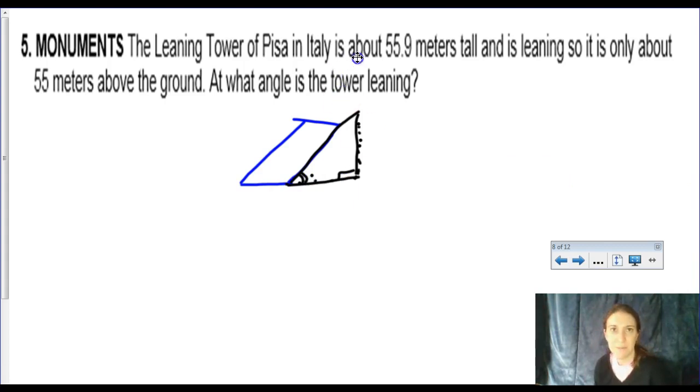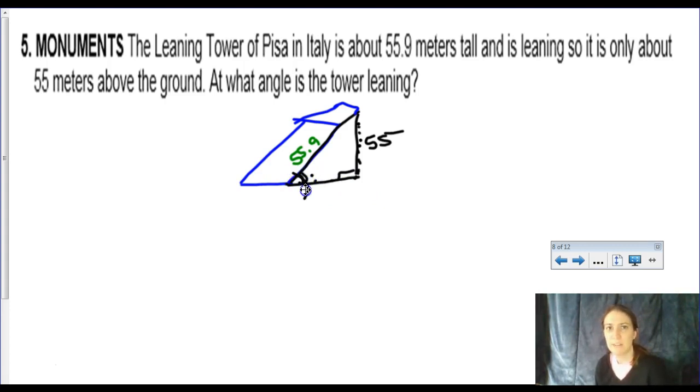And they tell me some information. The tower is 55.9 meters tall, so that would be this length here, because this is supposed to be the top of the tower. Gosh, this is so bad at drawing. There we go. There's the tower. And then it's 55 meters above the ground. So the vertical height here is 55. And they don't tell you how far away you are from here to here. Who cares? We don't need that, because we just need two legs in order to find the angle.